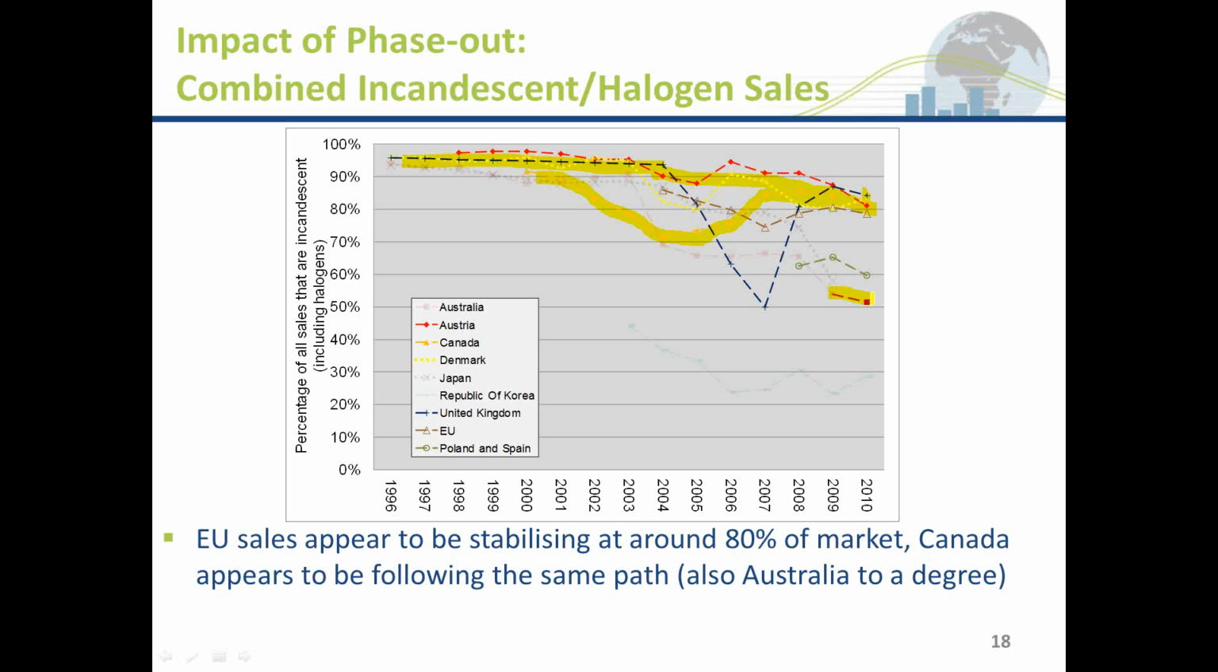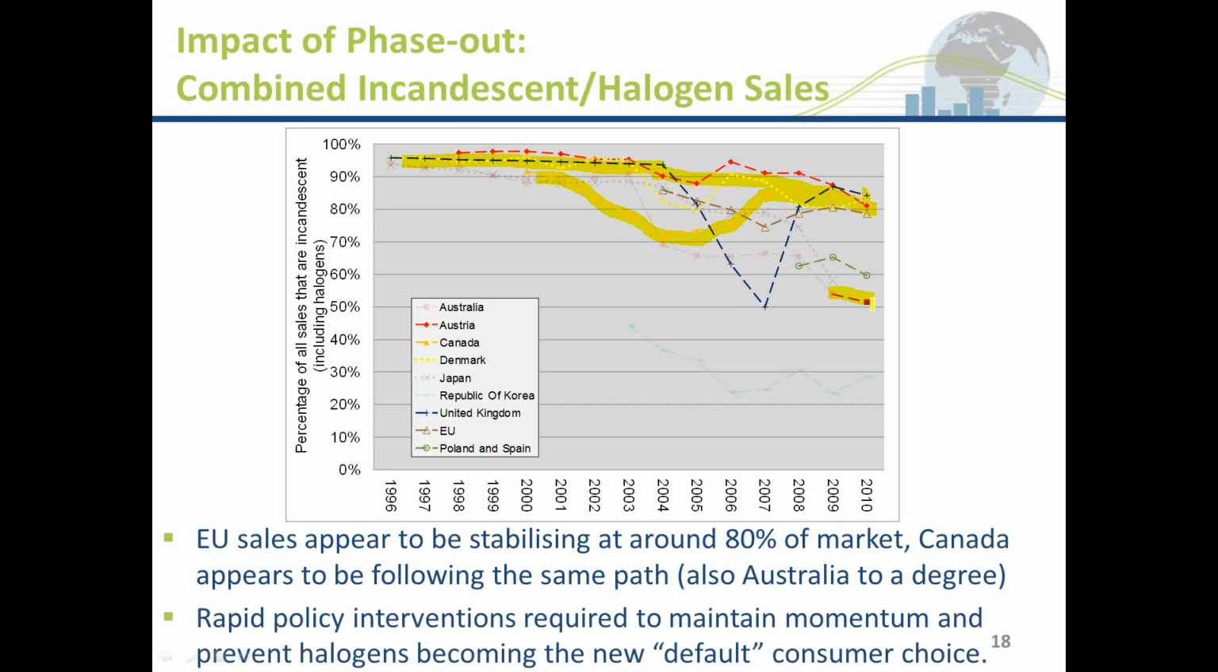Australia doing better than everybody else, but nevertheless is beginning to flatten out, with incandescents and halogens becoming the default choice. So the big message for policymakers here: there needs to be a relatively rapid policy intervention to maintain this improvement in the market and prevent halogens becoming the new default choice for consumers. Most countries faced some kind of political backlash from their regulatory introductions. If consumers get used to halogens as the default new choice, you're going to face that again if you ever try to drive to these new performance levels of CFLs and LEDs. That's going to be a challenge to overcome if regulations aren't addressed soon.